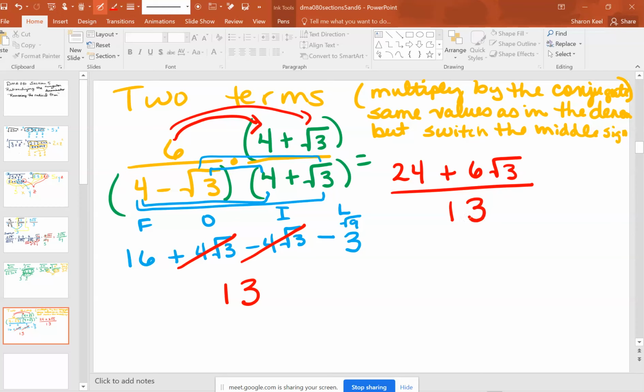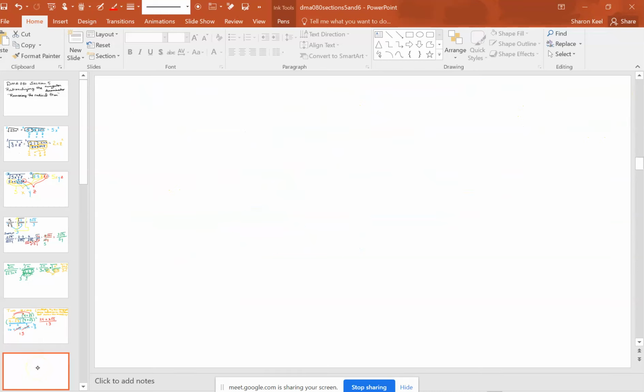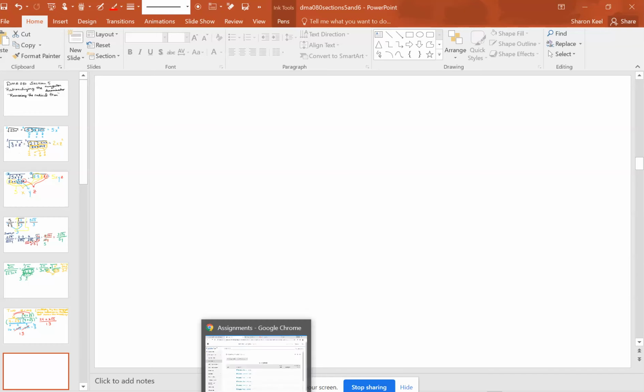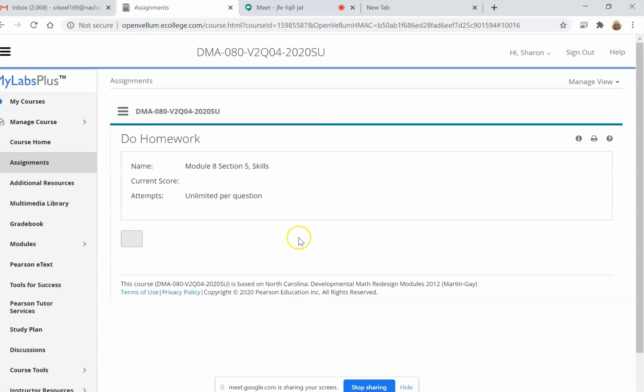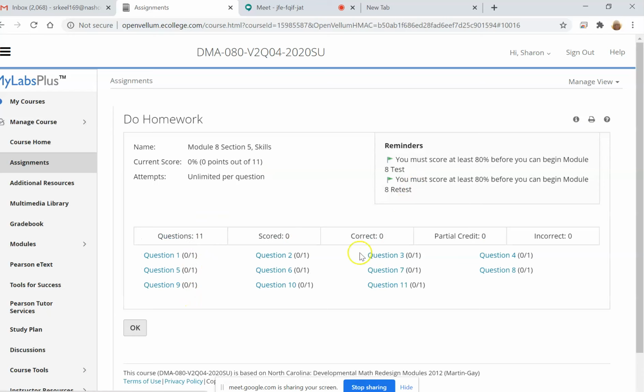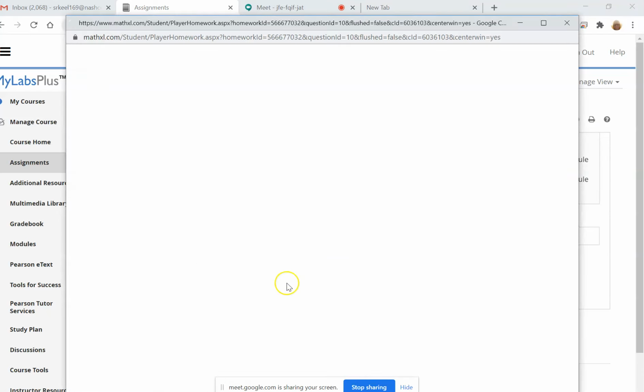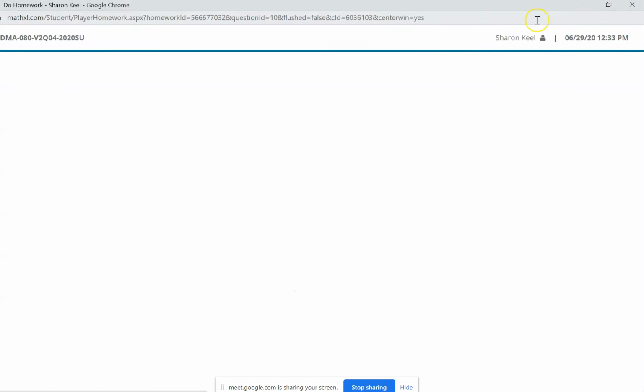Give me 1 second to switch to section 5 here, and let me find one that's going to be like what you'll have on the test, where you have two terms. The ones with two terms are not difficult to do at all. I just like to use the word tedious, because what's going to happen is you have to FOIL the numerator and FOIL the denominator to do this.